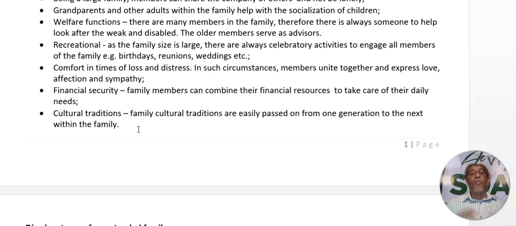Comfort in times of loss and distress. In such circumstances, members unite together to express love, affection, and sympathy. There are more persons who are there to give you support, who are there to hold up your hand, to wipe your tears, to put a smile on your face, to bring joy to your heart. All right? Then you have financial security. So more persons are in the family, more persons are able to work, more persons are able to pool their resources to take care of the daily needs of the family.